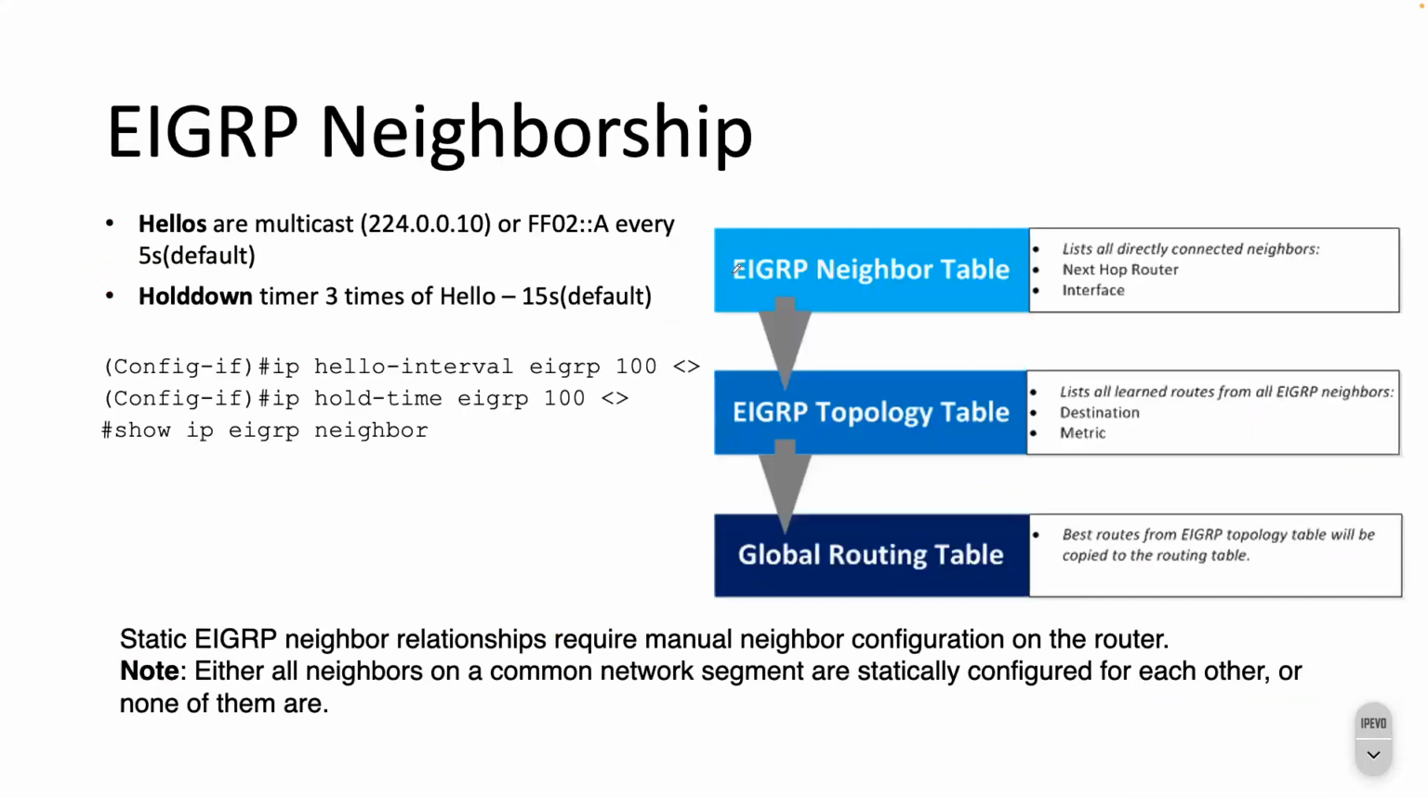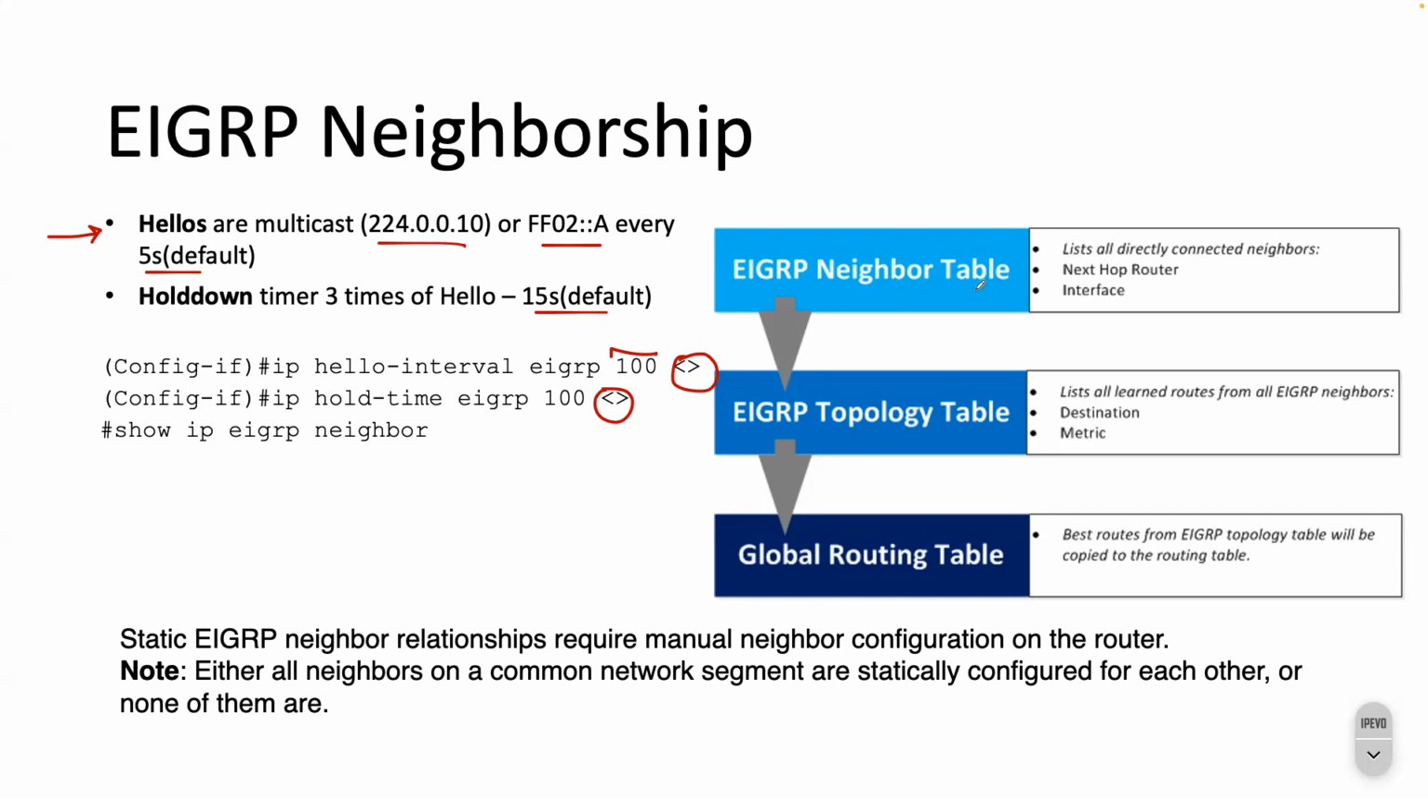So moving ahead, this one pretty much we have covered. EIGRP neighborship. Hellos are multicasted to 224.0.0.10 in case of IPv4, and this is your IPv6 multicast address. 5 seconds is your default hello timer. Hold down timer is 3 times of your hello, 15 seconds is the default one. On an interface level, you can change these two values. These are the commands: ip hello-interval eigrp, then the ASN number of EIGRP, and then you can specify your hello interval and your hold down timer.